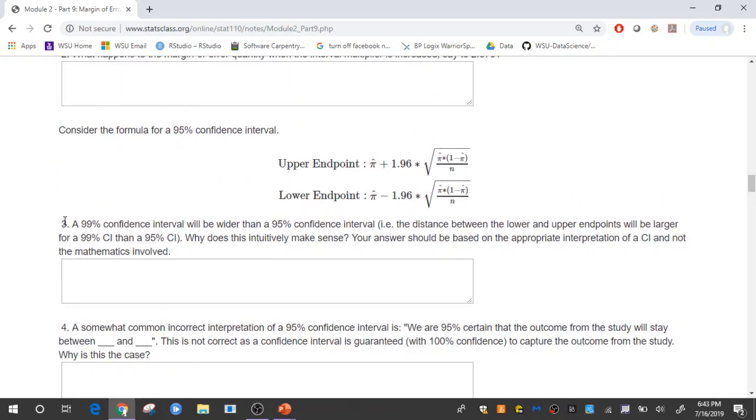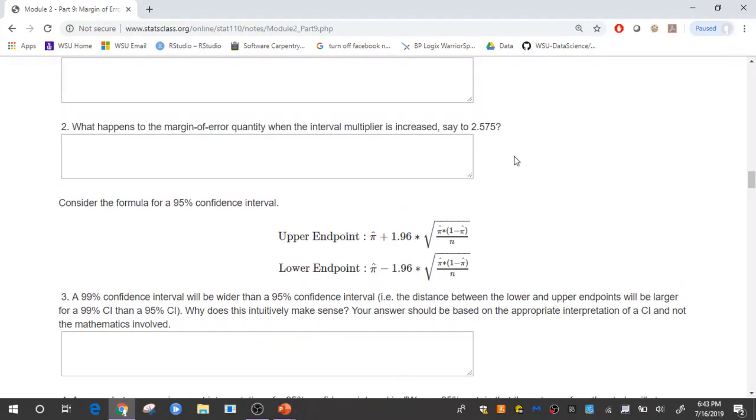How about the formulas for a 95% confidence interval? We have the upper end point again being pi hat plus the margin of error, and the lower end point being pi hat minus the margin of error. Again, pi hat is just the outcome from the study. So question number 3 just asks again about what would happen if I change this from a 95% confidence interval. So for a 95% confidence interval, I'm going to be using plus or minus 1.96 there. What would happen if I changed that to a 99% confidence interval? Well, for a 99% confidence interval, I'm going to be using plus or minus 2.575, I believe it was.